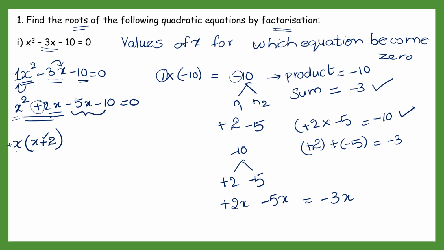Okay. Now, next. Consider the third and fourth term. Minus 5x minus 10. What is common here? You have 5 here. 10 also can be written as 5 into 2. So, you can take 5 as common. And both these terms, minus 5x minus 10, both have minus as common. So, you will take minus 5 outside. If you take minus 5 outside, first term is what? Minus 5x.